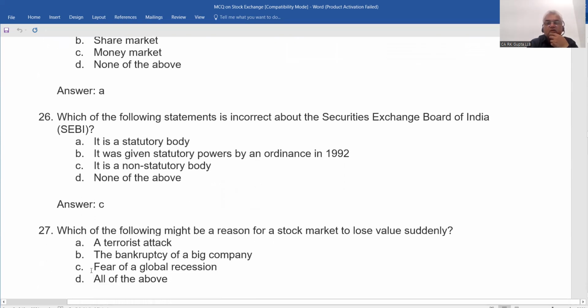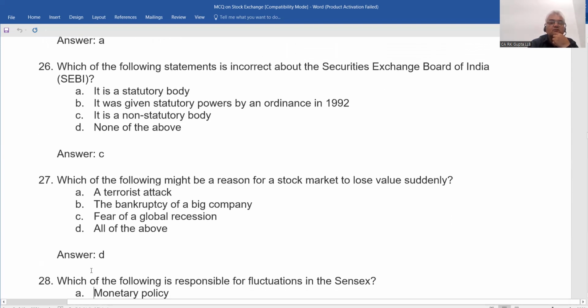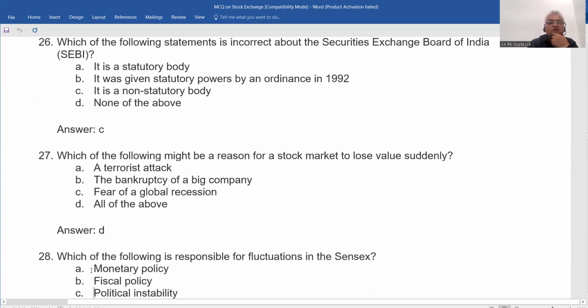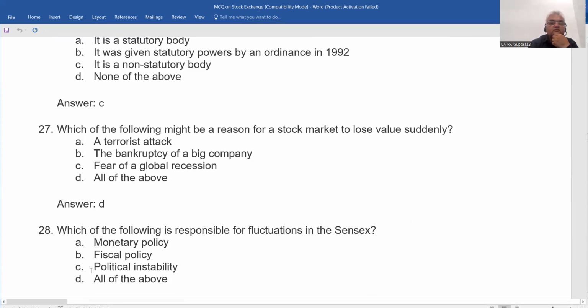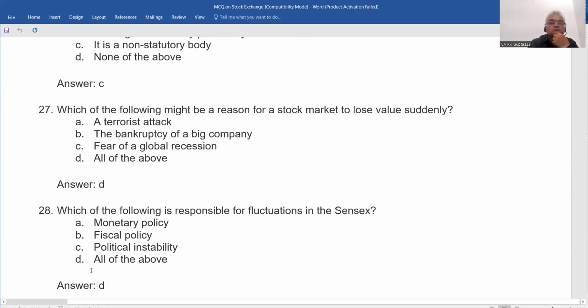अच्छा. Which of the following might be reason for a stock market to lose value suddenly? Arrest, attack, bankruptcy of a big company, fear of. All of them. Which of the following is responsible for fluctuations in the Sensex? Monetary policy, fiscal, monetary policy, all. Fiscal instability, all आ जाएंगे इसमें भी.